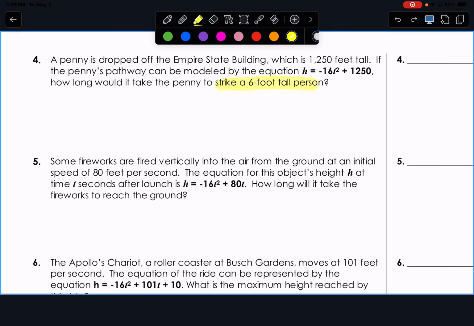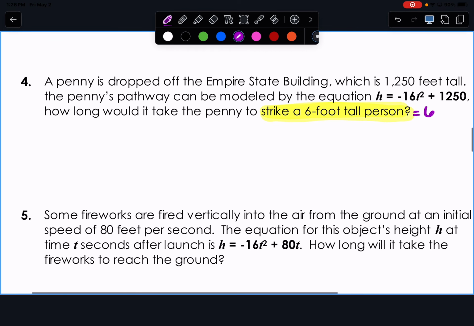Okay, so when it hits the ground, it's equal to 0. If it's going to strike a 6-foot tall person, it needs to equal what? 6. So we're going to take negative 16t squared plus 1,250 and set it equal to 6.